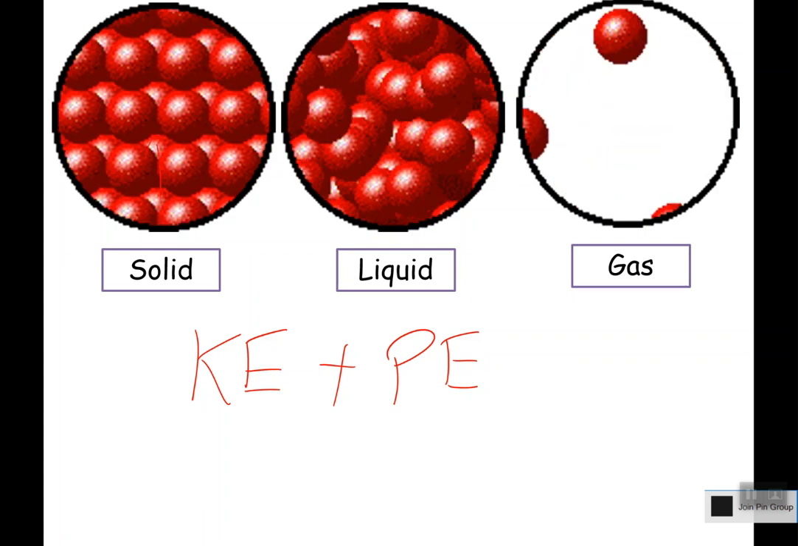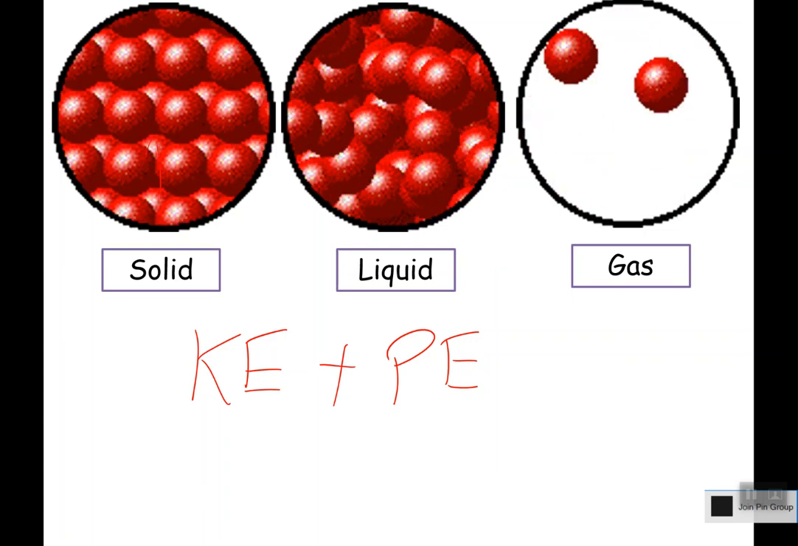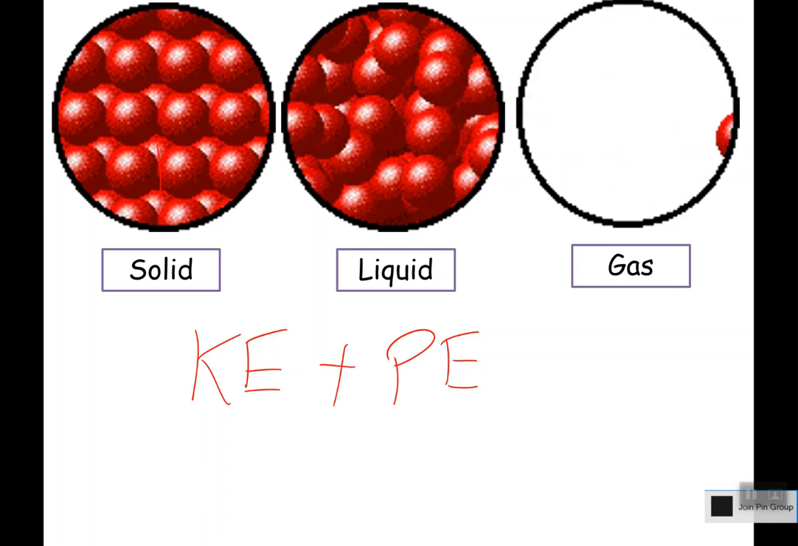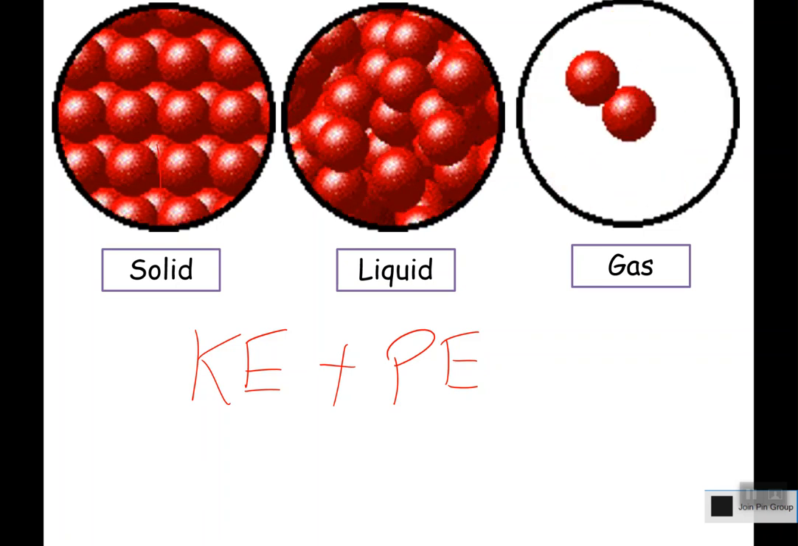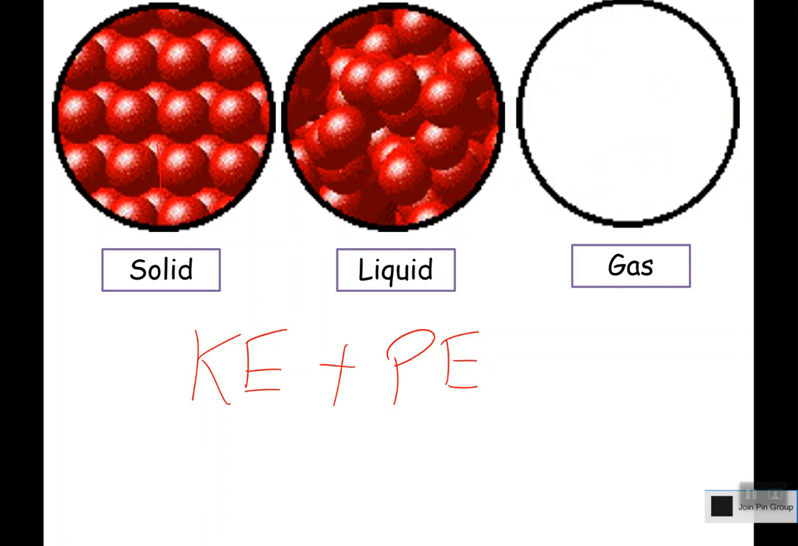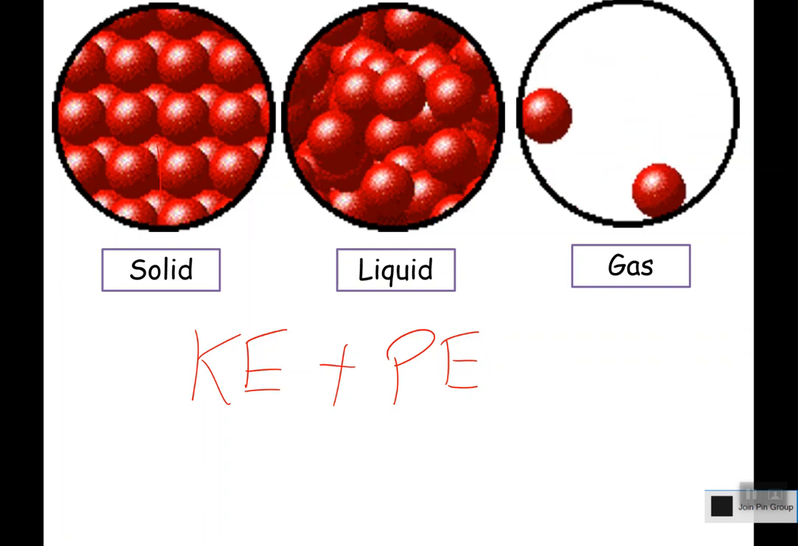So when we get to something like a gas, they have even more potential energy because we've broken even more bonds in order for the particles to move around each other. So potential energy is to do with energy stored within those bonds, and if you have something like a gas, that has got a lot of potential energy because we've overcome those bonds.